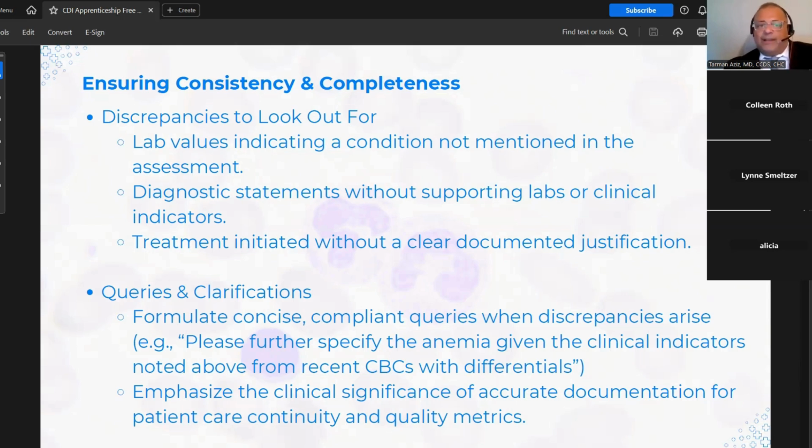We may need to pose a clinical validation query to make sure that that diagnosis really is fortified with additional clinical indicators to support it. And also treatment that started without a good, clear idea as to why. You might be able to infer why that is.